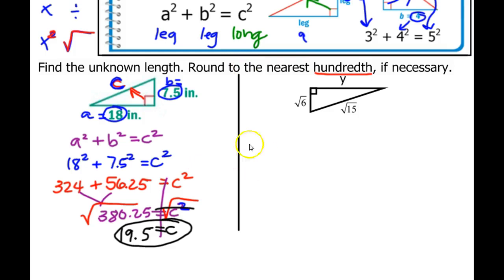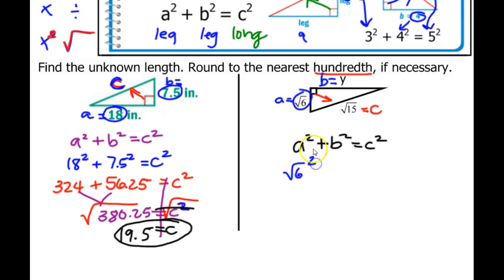Alright, next we have the same thing, but with square roots. That's okay. We know c is the longest side opposite of the right angle, so this side is c. These ones are a and b. Doesn't matter which one's which. So we have our equation. A squared plus b squared equals c squared. Now a is really the square root of 6 squared. B is really y, so y squared. And c is really the square root of 15 squared.